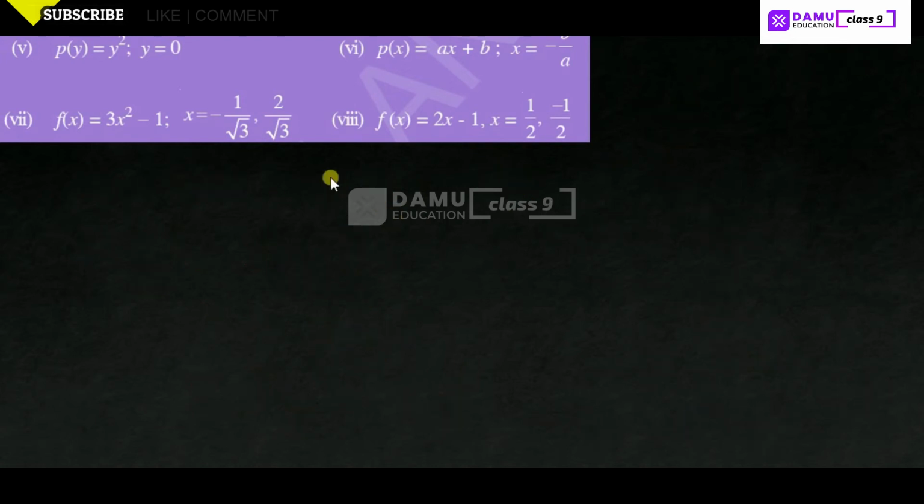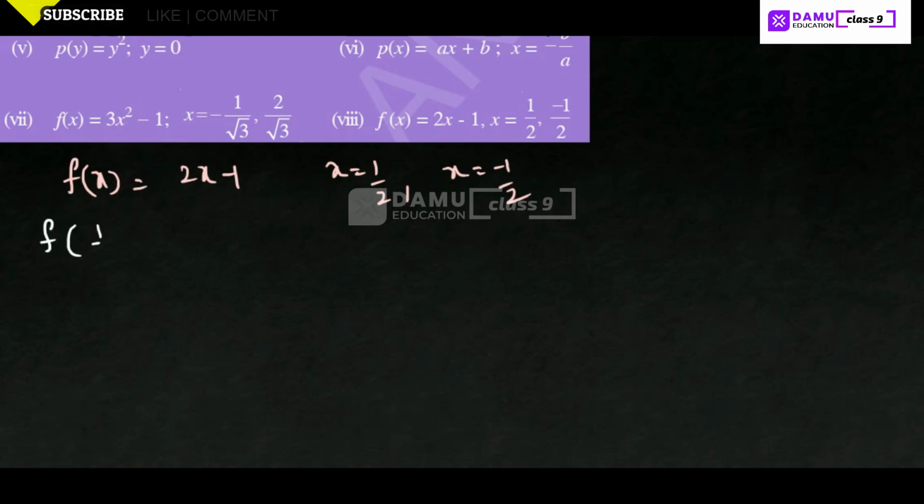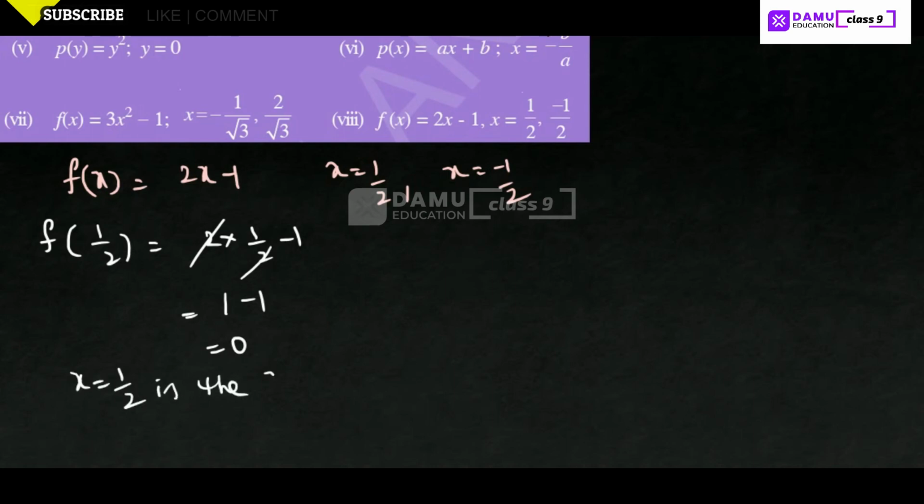Our eighth one, the last one, is f of x equal to 2x minus 1. So f of x will be equal to 2x minus 1. Then x equals 1 by 2 and x equals minus 1 by 2. So here in the place of x we need to substitute 1 by 2. That is 2 into 1 by 2 minus 1. 2 will cancel. Then 1 minus 1 will become 0. Then x equals 1 by 2 is the zero. Is the solution. Why? Because the final answer, after substituting the values in this function, should be the 0 value. Then what we can say, that is the solution or zero.